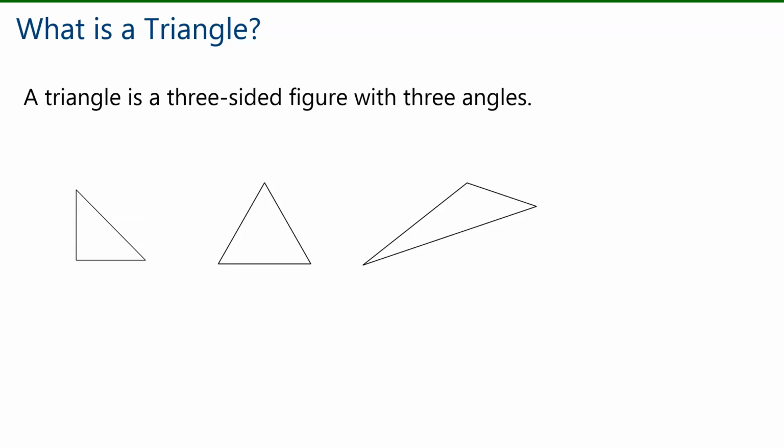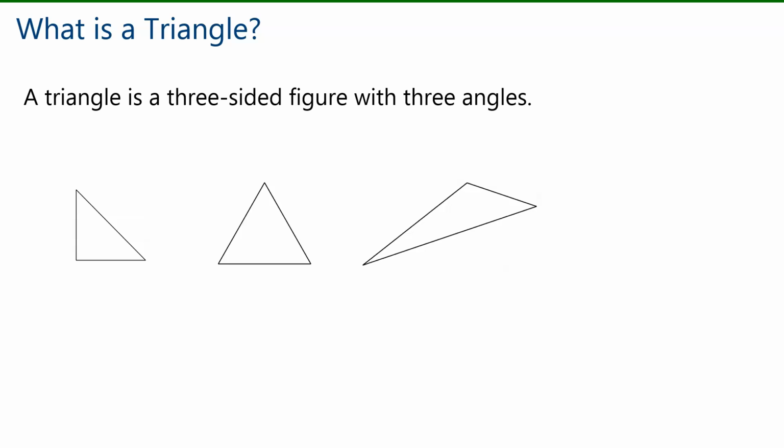Now if all three side lengths are equal, we call that equilateral. If two of the side lengths are equal, we call that isosceles. And if none of the side lengths are equal, we call that scalene.